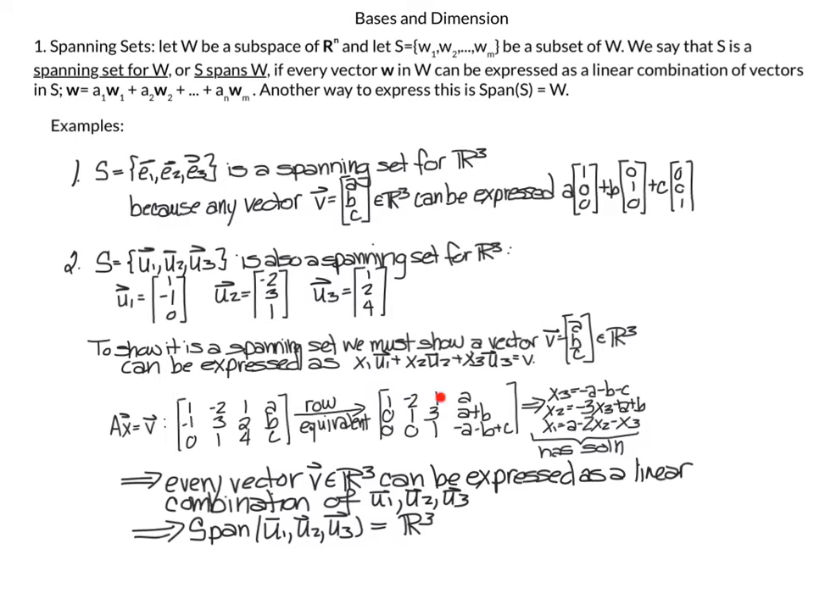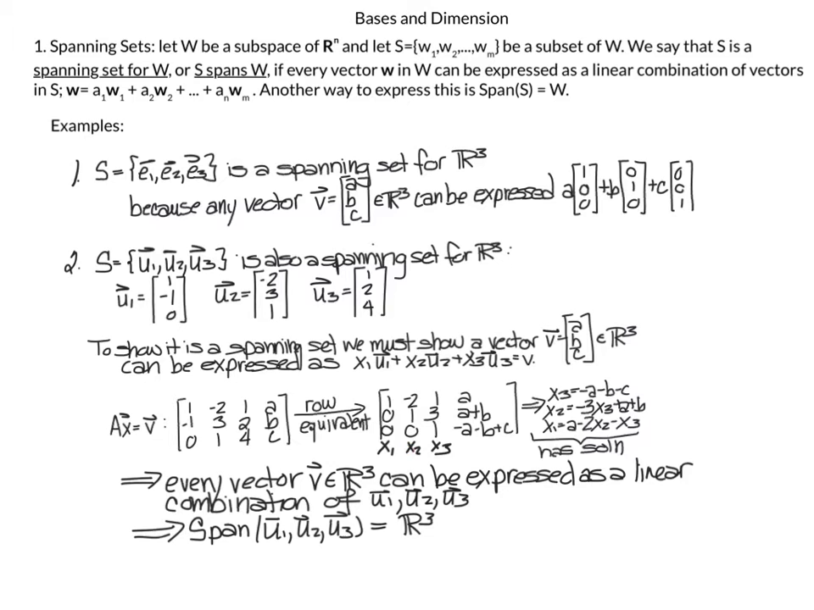1, negative 2, 1, A. The next row is 0, 1, 3, A plus B. And the last row is 0, 0, 1, minus A, minus B, plus C. And what we get from this, and here I'm just going to notate again, this is for x1, x2, x3. What we get from this, at the bottom, we have x3 is equal to minus A, minus B, plus C.